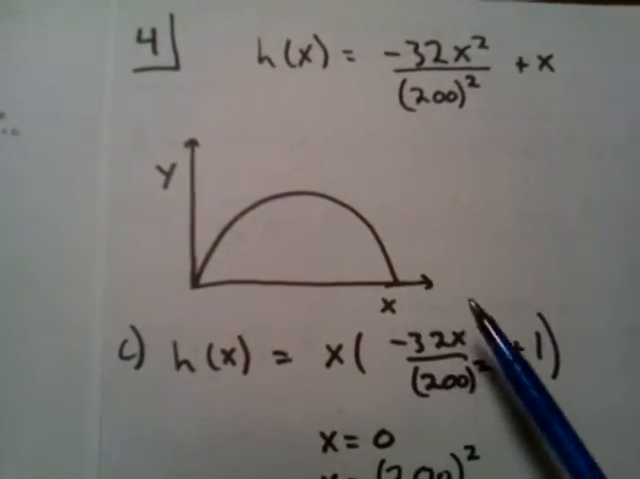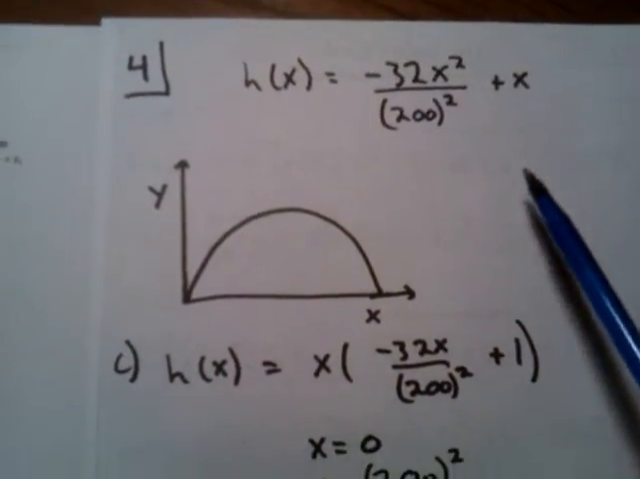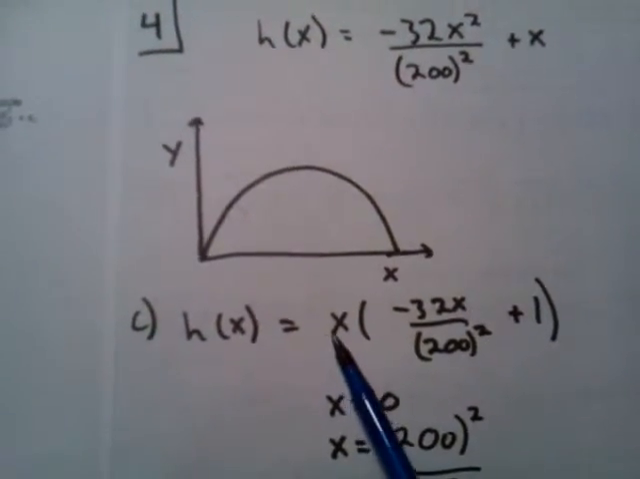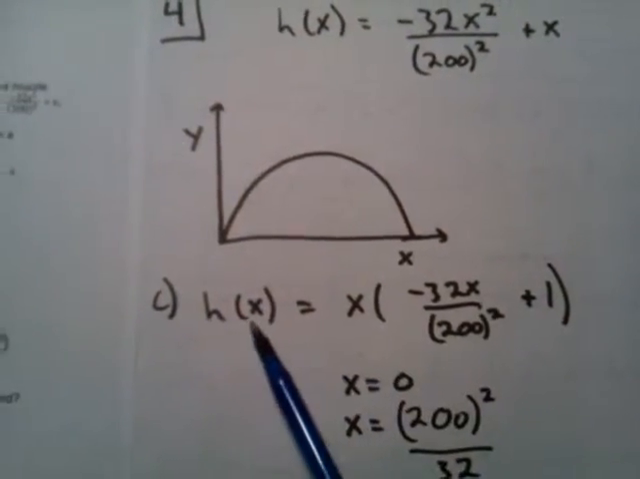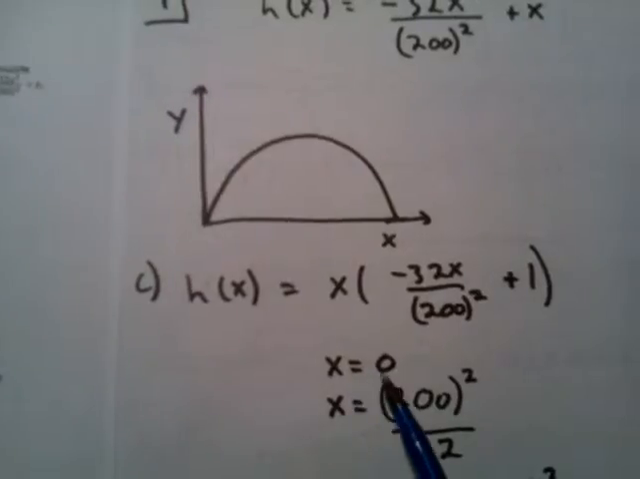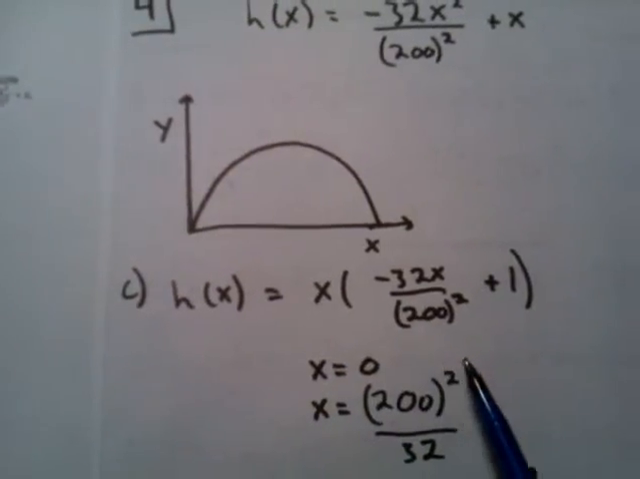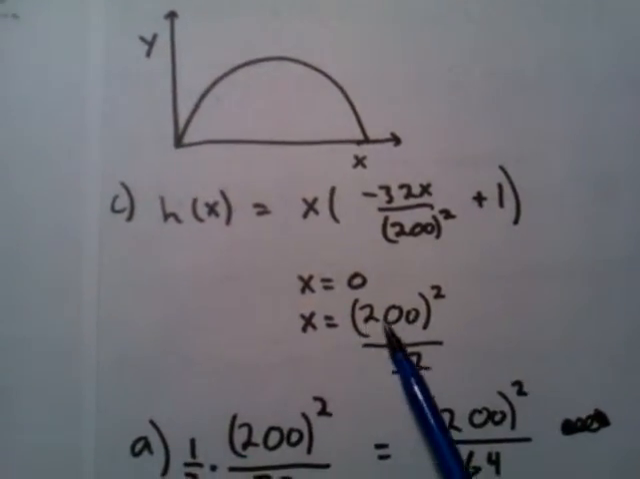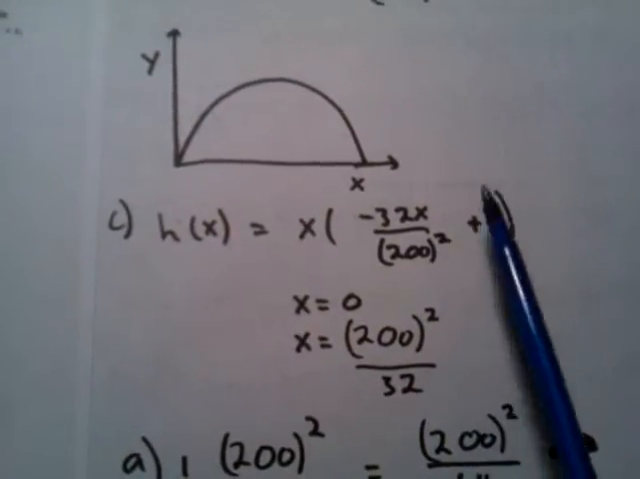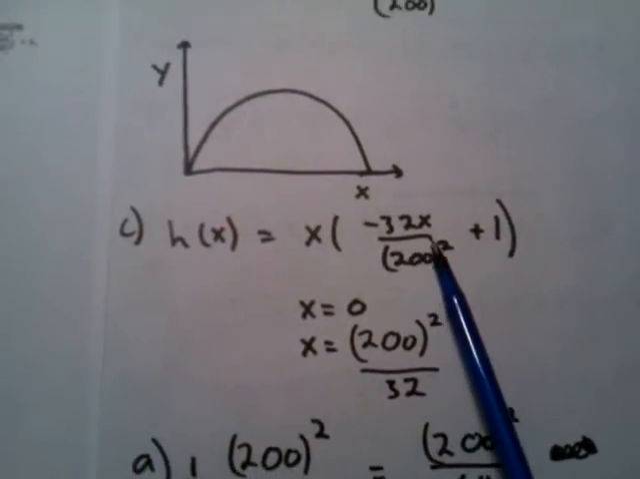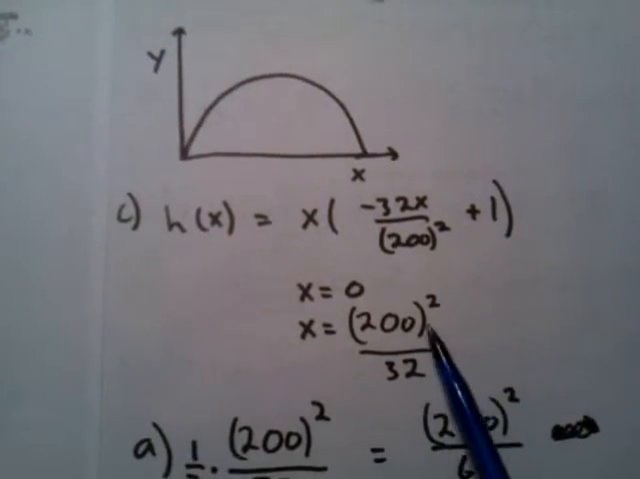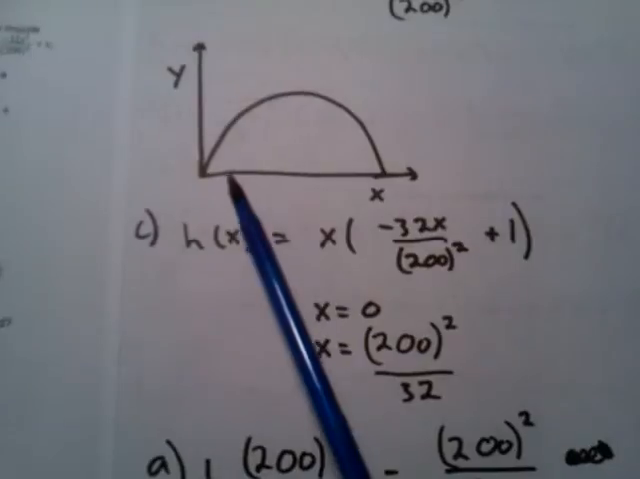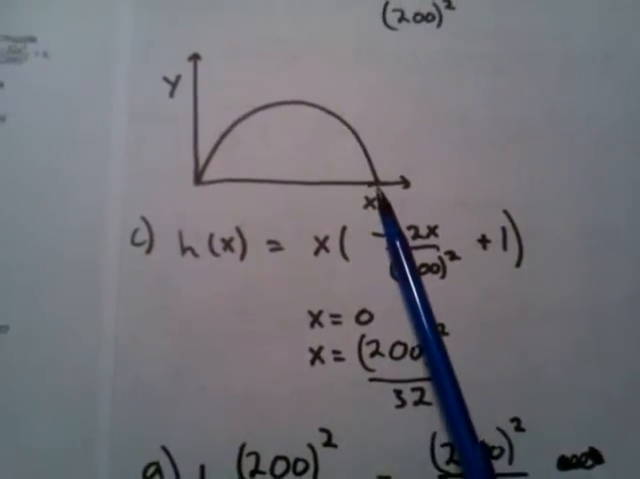We can find that pretty easily by factoring this. So we just factor out an x, and we see that the two zeros of this function are at x equals 0 and at x equals 200 squared over 32, which would make this part 0. So this right here is the distance that it travels horizontally.